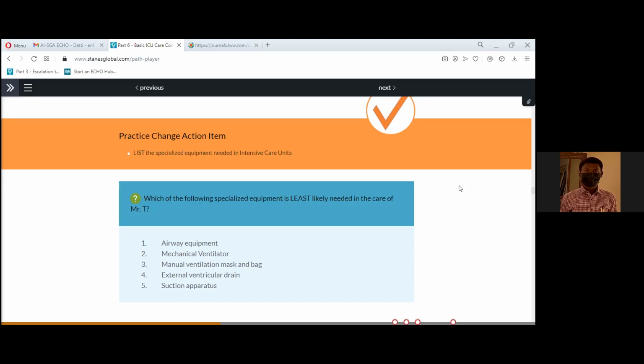So we have a question which says, which of the following specialized equipment is least likely needed in the care of Mr. T? So this question is very specific. It's directed to the care of Mr. T. One, we have airway equipment. Two, mechanical ventilator. Three, manual ventilation, masks and bags. Four, external ventricular drain. And then five, suction apparatus.